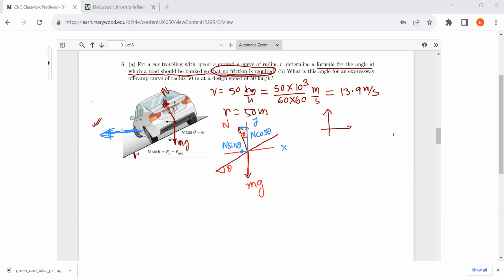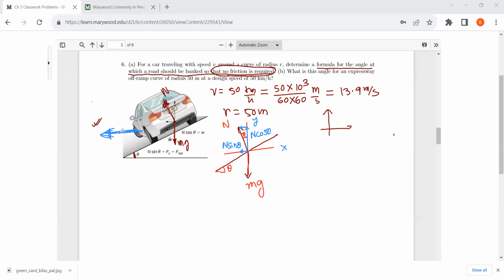Although we cannot avoid it, in real life there is already static friction. But even if you don't have static friction, it is not that much of a problem. If it is an unbanked curve, then it is a serious problem. But when it is a banked curve, something like this current problem, it's not a big problem. So that's what I mean here.